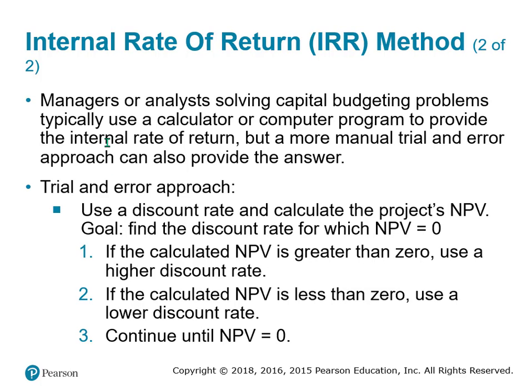Managers or analysts solving capital budgeting problems typically use a calculator or a program, but I always thought a more manual trial and error approach can also provide the answer for net present value. You're not going to have to interpolate or anything like that. Our problems will work out nice and even. So after you do a few, you'll get the hang of it.